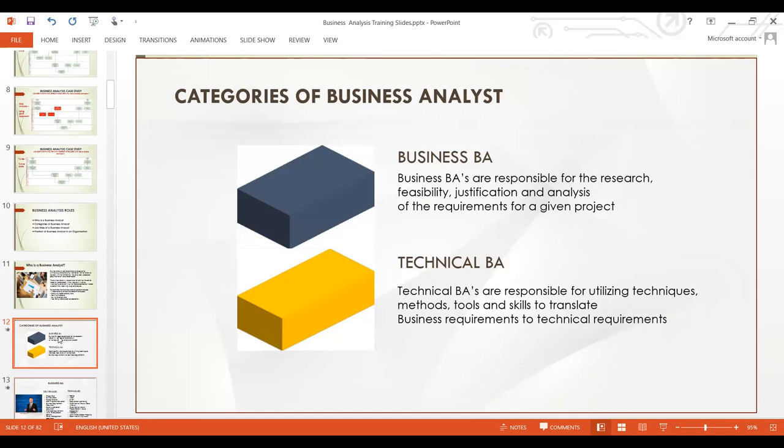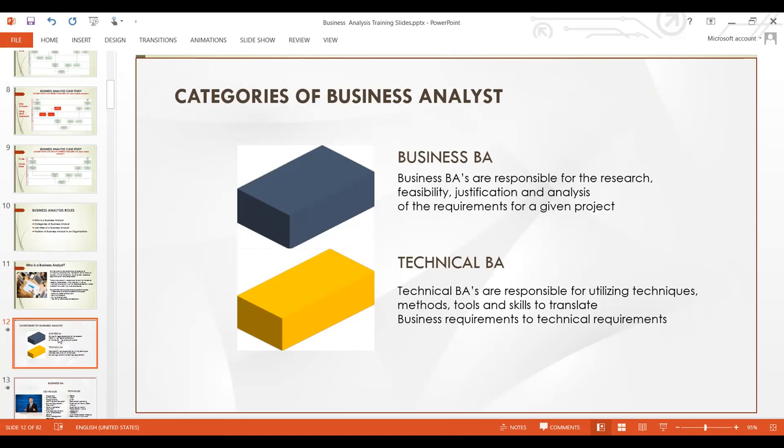Business analysts are responsible for the research, feasibility, justification, and analysis of the requirement for a given project. So this is what the business BA does. Once there is a problem in an organization and they invite you as a business analyst and nobody knows what is happening, it's a fresh issue, fresh situation. Now they've invited you as a business analyst. It's your duty to carry out research. When you carry out research, you find out what is happening.